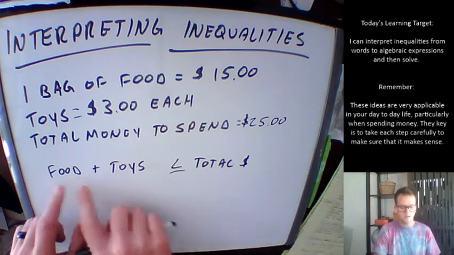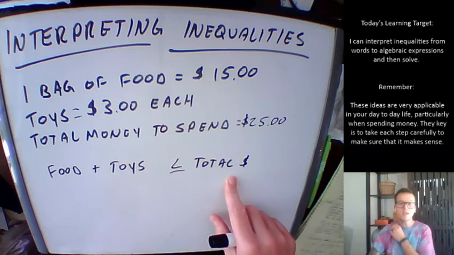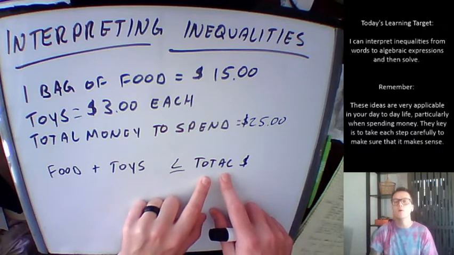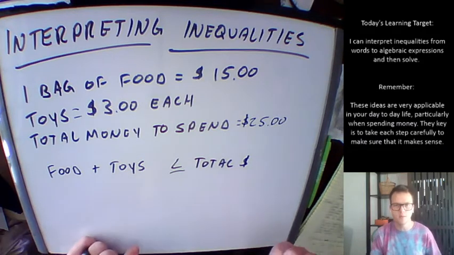So the total cost of the food plus the toys has to be less than or equal to the total amount of money. Meaning we can spend up to $25, including $25, but we cannot spend more than $25 because we just don't have it. They're not going to let us leave the store with toys that we don't pay for, right?